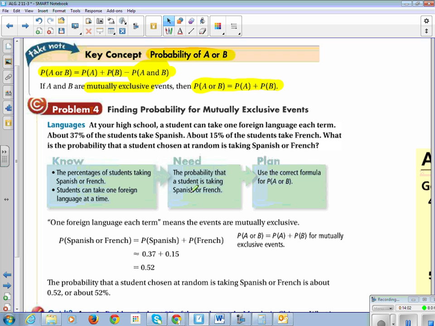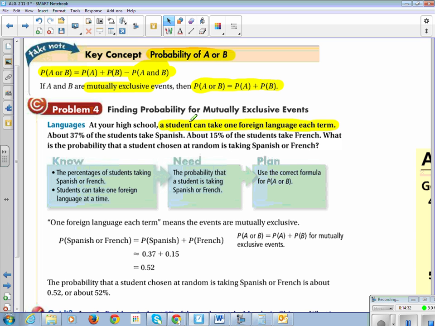At your high school, a student can take one foreign language each term. About 37% of students take Spanish, 15% take French. What is the probability that a student chosen at random is taking Spanish or French? So are they mutually exclusive? And let me highlight this right here: a student can take one foreign language each term.